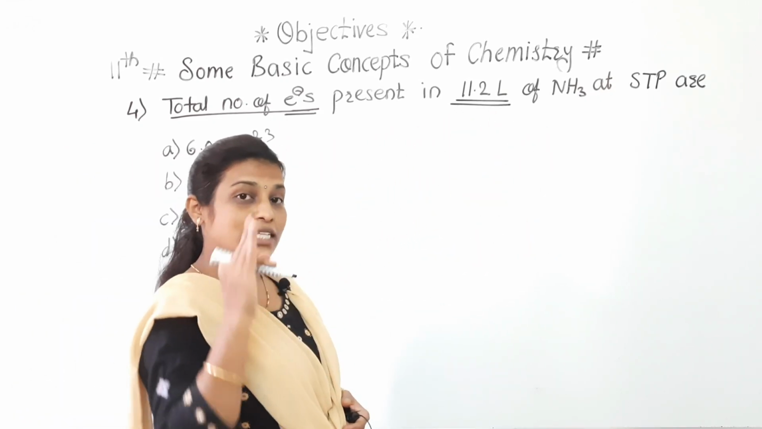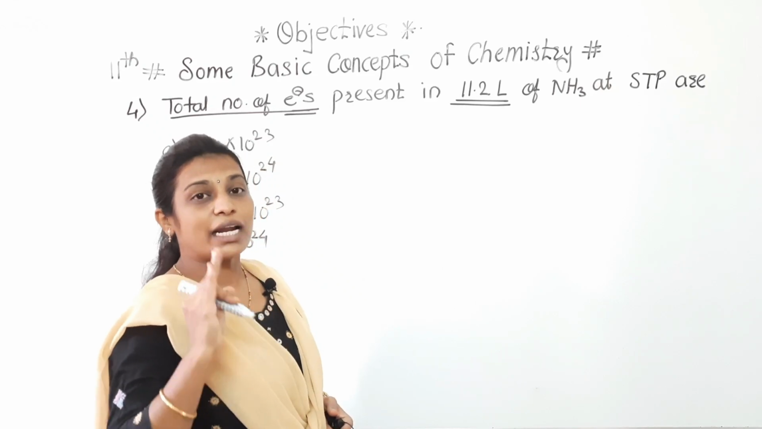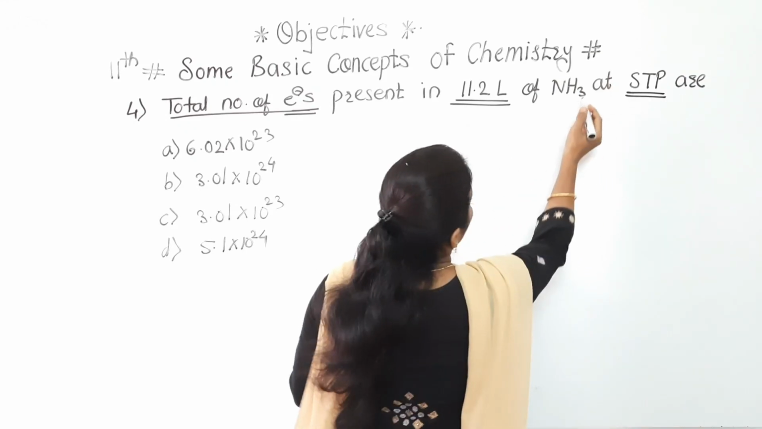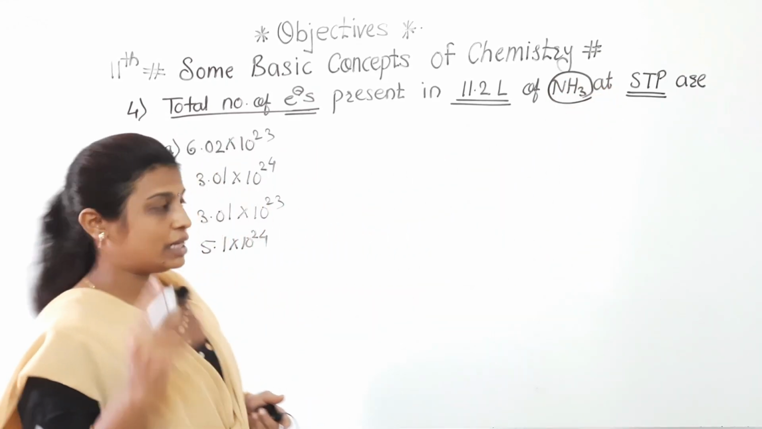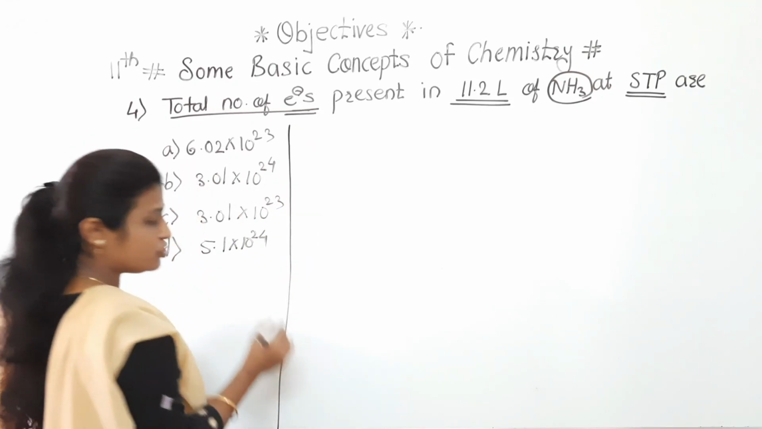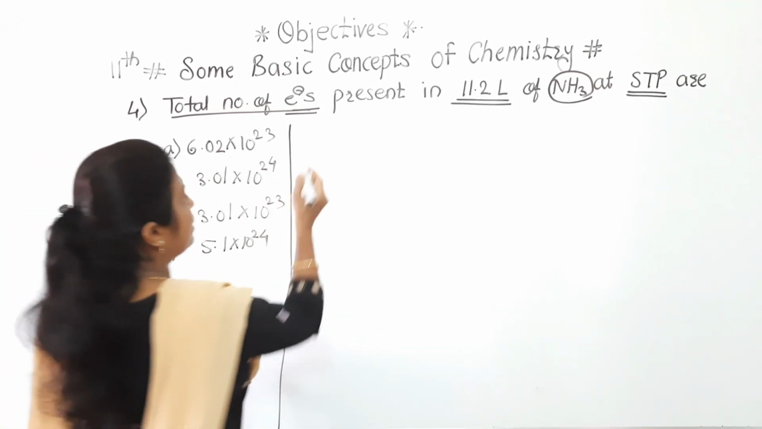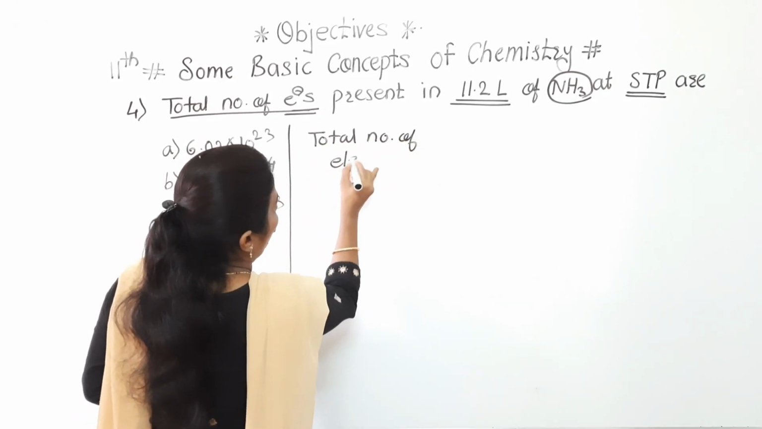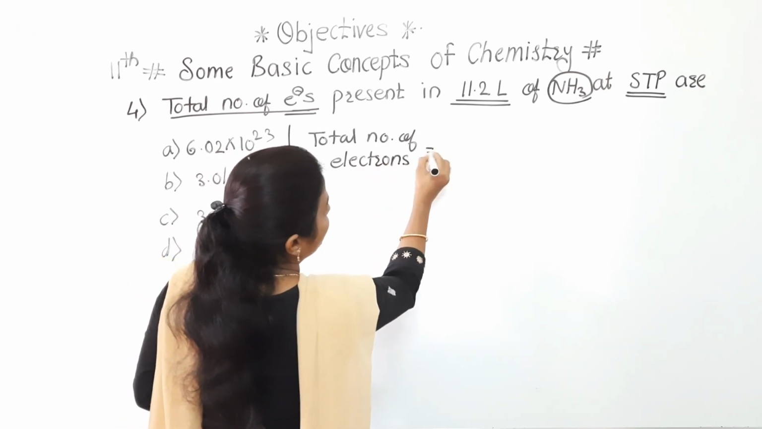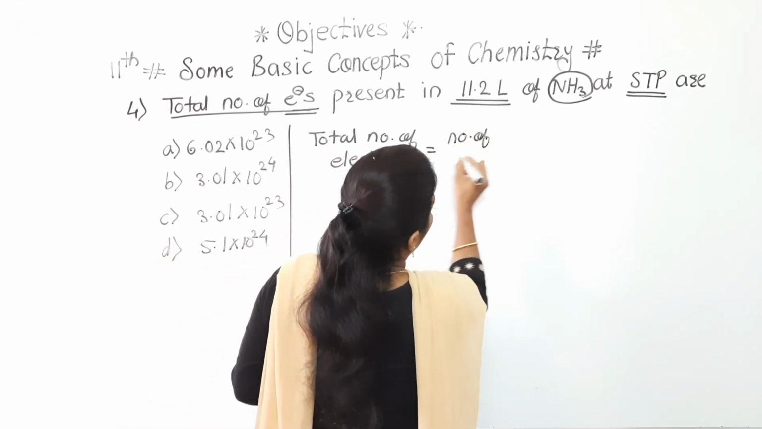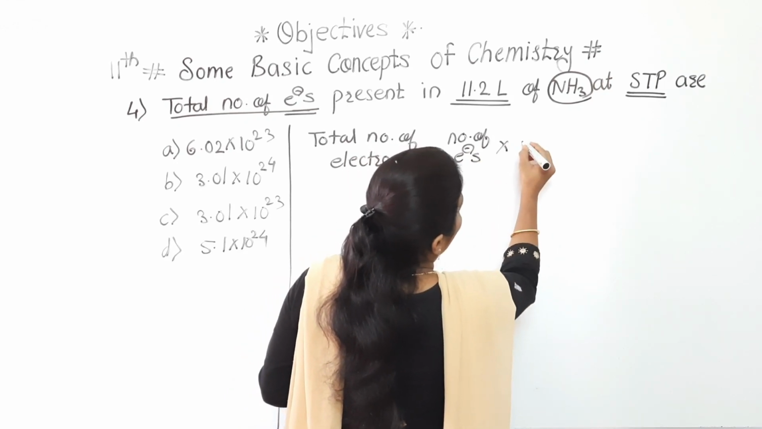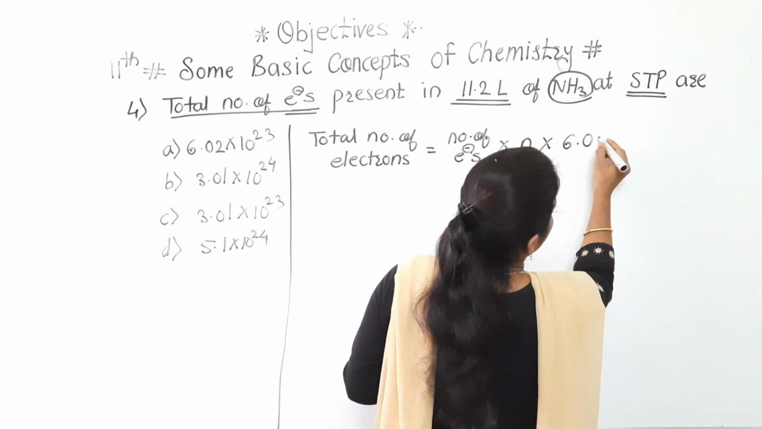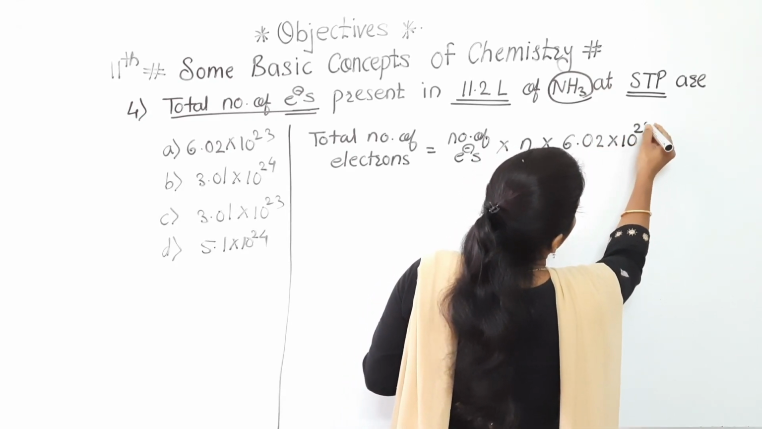Here volume is given. As I told you previously, that volume was given but it was not at STP. But here the volume is given at STP, and it is of NH3. Clear? So here, firstly we will write the electron related formula. Total number of electrons is equal to number of electrons into number of moles into Avogadro's number, that is 6.02 into 10 raised to 23.